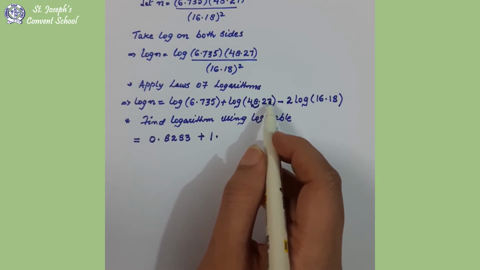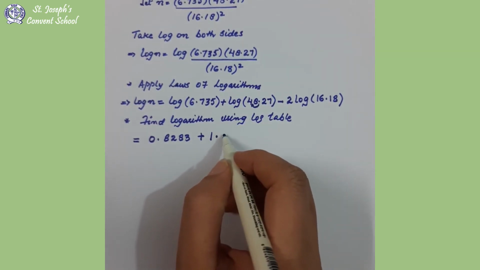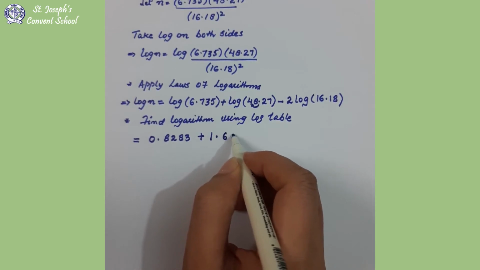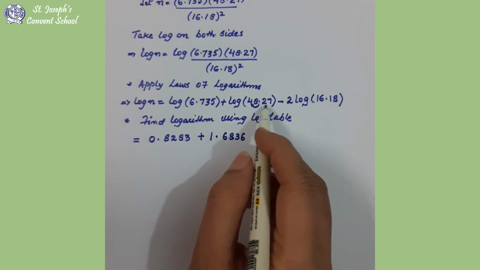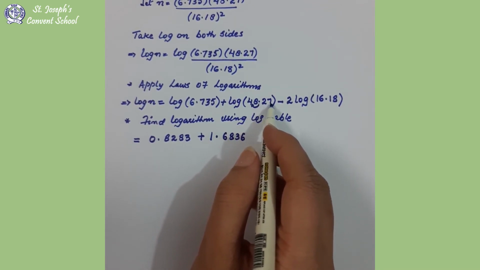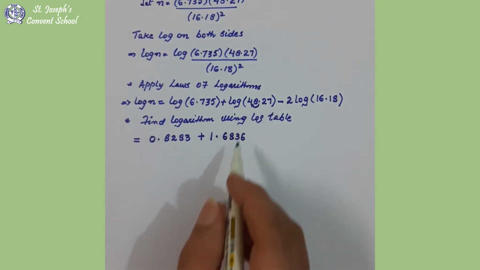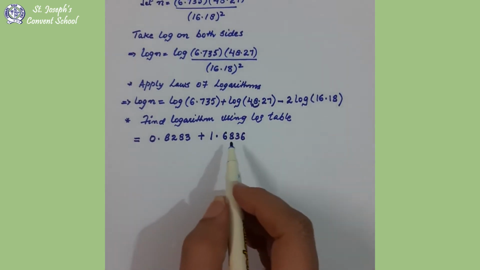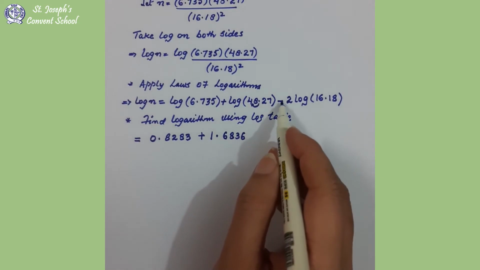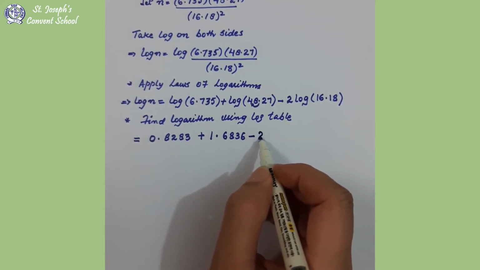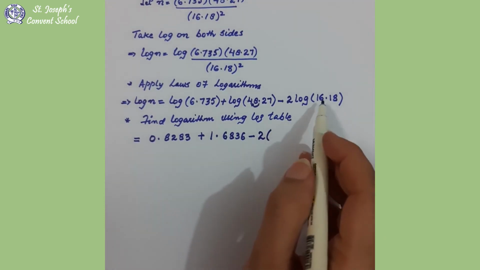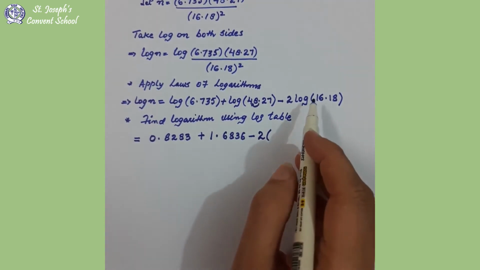6830 plus 6, so it will become 6836. After adding 48 column 2 plus mean difference column 7, add the values. Okay, so you will get 6836. Then there is a minus sign, so put minus 2. Now you will check this in the log table.